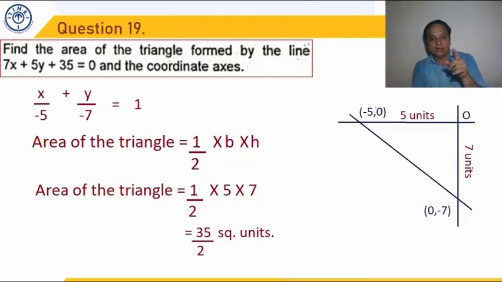So answer comes out to be 35 by 2 square units. Please note, if we draw the diagram very carefully, the question becomes very easy. So we found x-intercept, y-intercept. It's a right angle triangle. We apply the formula. Area of a right angle triangle is half base into height. Half into 5 into 7. That is 35 by 2 square units. Yes.